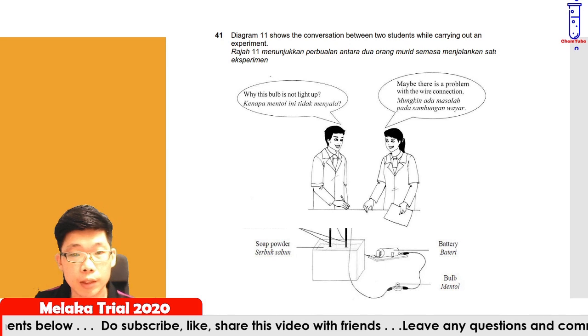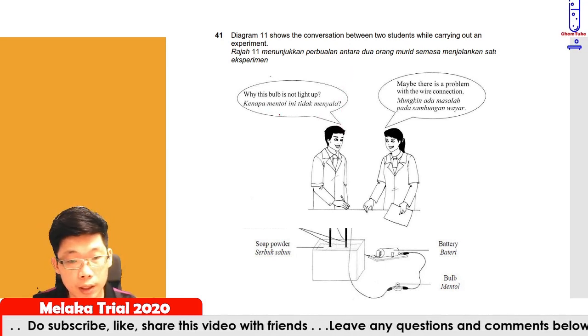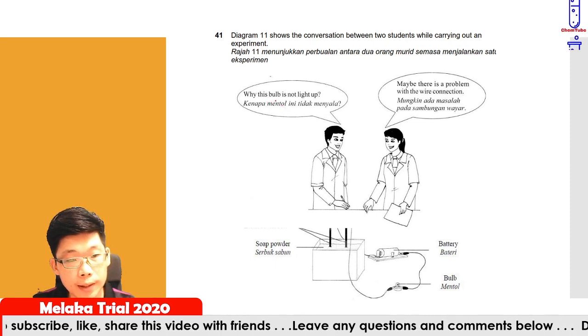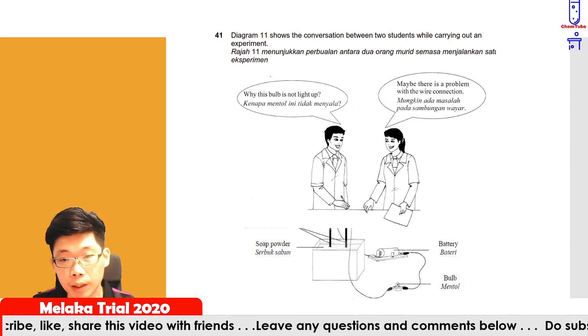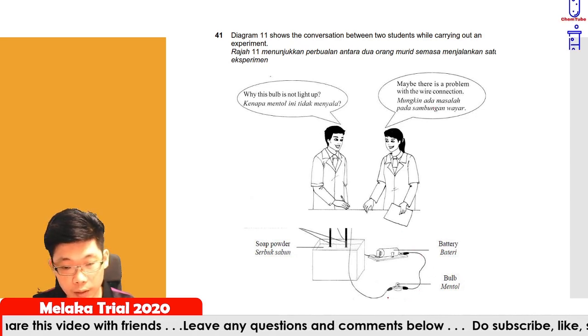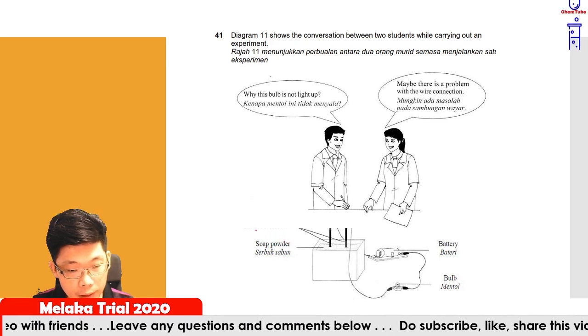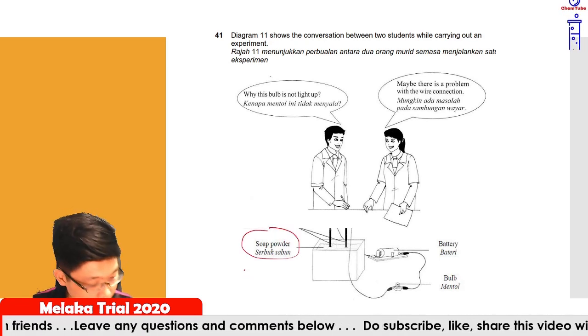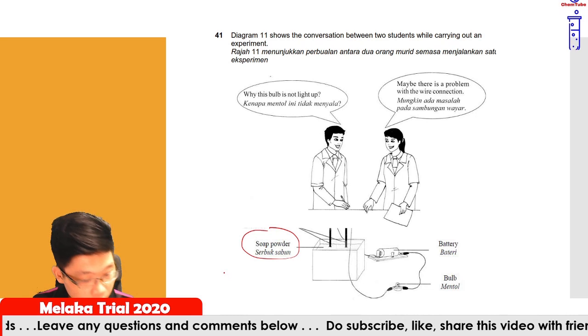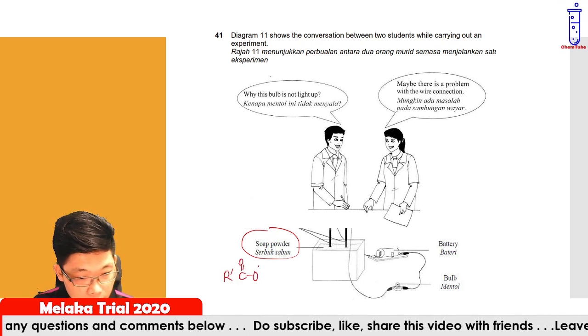Okay, question 41. The diagram shows the conversation between two students while carrying out an experiment. So, why does this bulb not light up? Maybe there is a problem with the wire connection. Okay, you will see here, this is a salt powder. If it is a salt powder, the formula will be with R, a carboxylate.